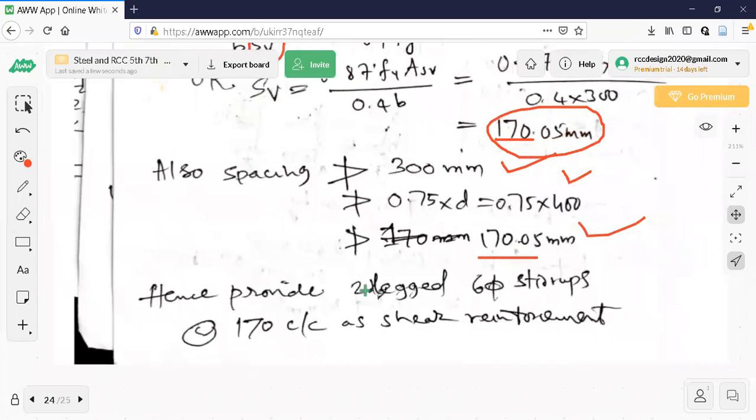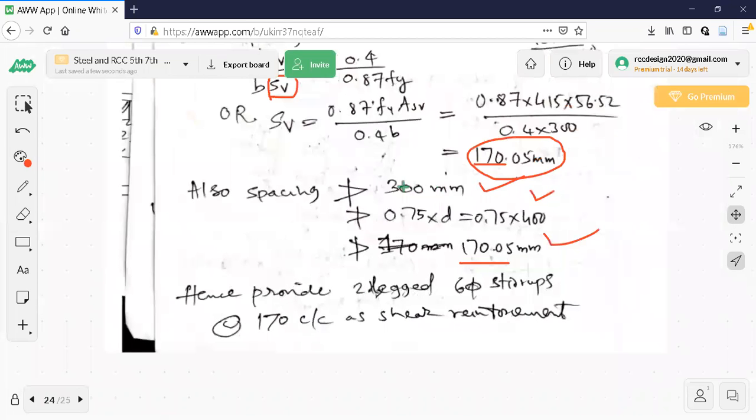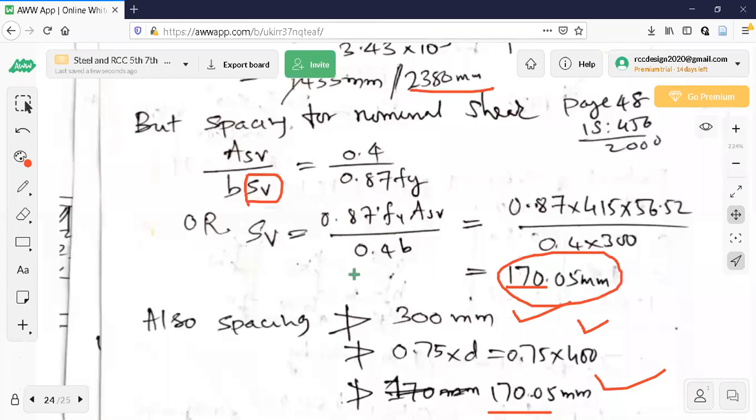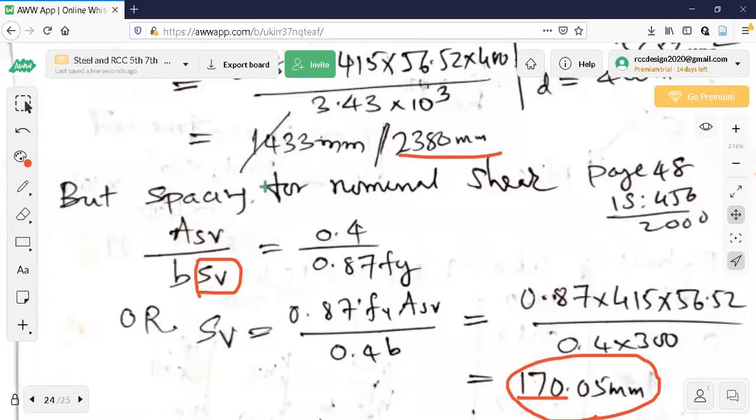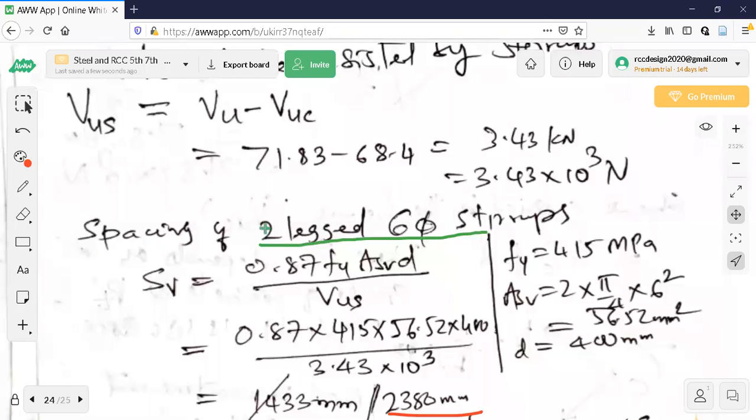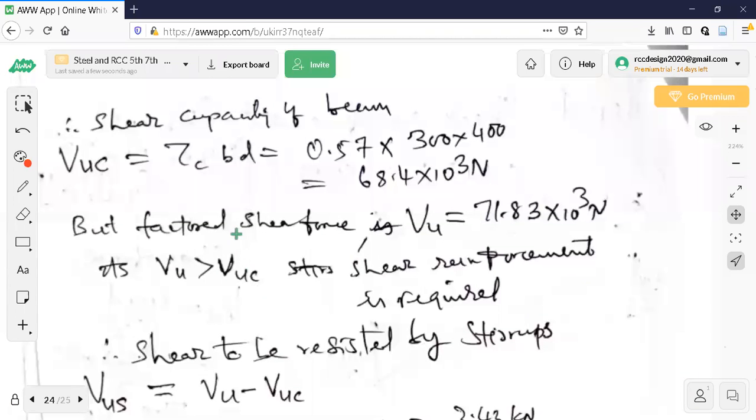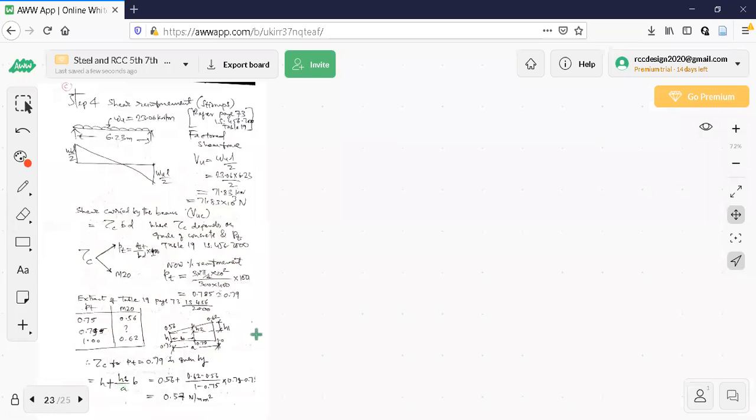So this is how shear reinforcement is done. Any questions are there, you can ask here. I am going to stop it now. In shear reinforcement, any doubts are there? What I have done? In shear, what I have done? See here.